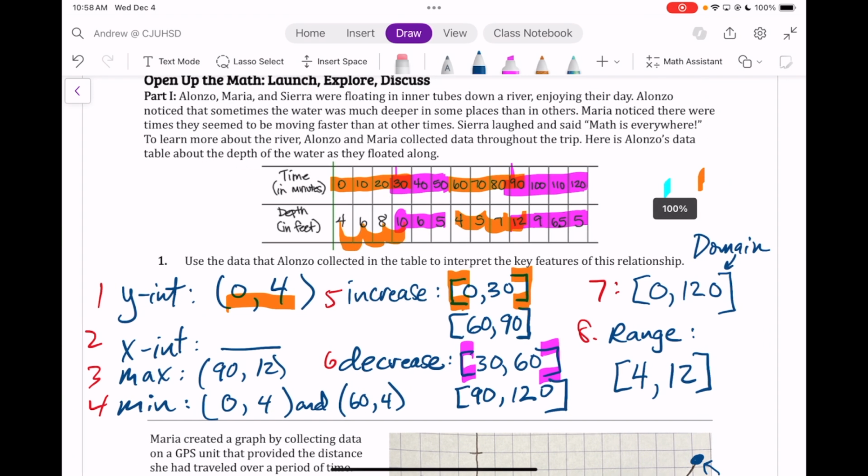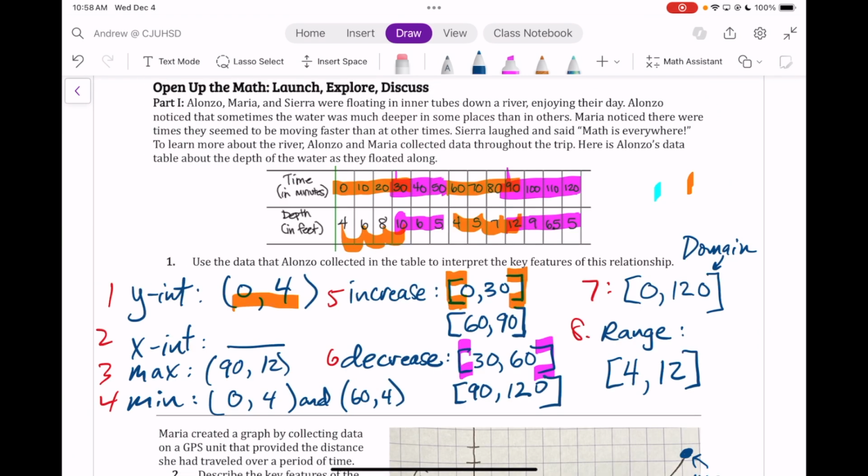Domain and range are all allowable values. The domain is 0 to 120. Anything outside of that, they were not in the river, so it wouldn't make sense. The range is the minimum to the maximum number that you can get as an output. And so we could see that from our minimum and maximum. Back over here, you had 4 for a minimum and 12 for a maximum. So the y goes from 4 to 12. And it's continuous.